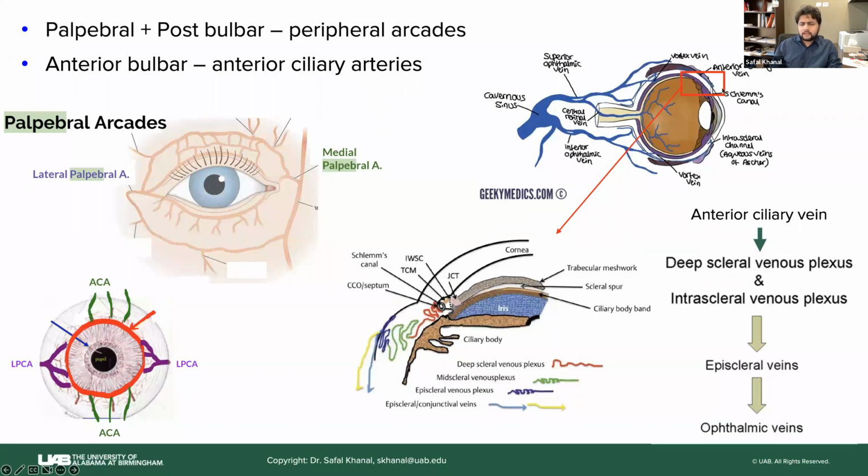Now, when you look at the venous supply, the venous drainage is from the anterior ciliary vein. It goes to the deep scleral venous plexus, and then to the intrascleral venous plexus, then to the episcleral veins, and then the ophthalmic veins, superior and inferior ophthalmic veins. As you can see in these structures here, scleral venous plexus here, and then this is the episcleral venous plexus, and then your episcleral veins here that drain the blood out of the eye conjunctiva.